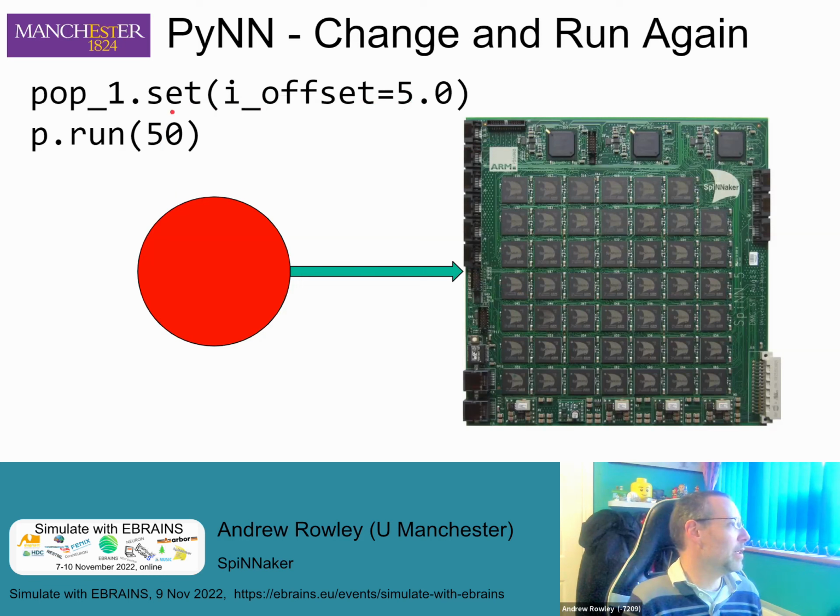When you're running small networks, generally these things are not that obvious, but when you're running larger networks, these become very useful things to know. So here we've changed I offset, for example, in this population, then we run it for another 50 milliseconds.